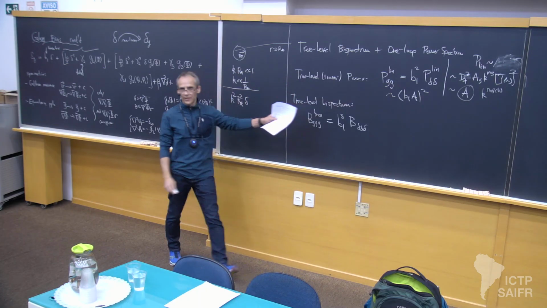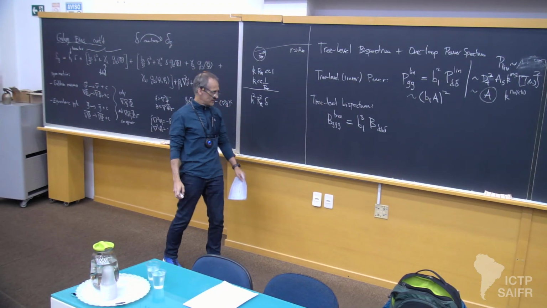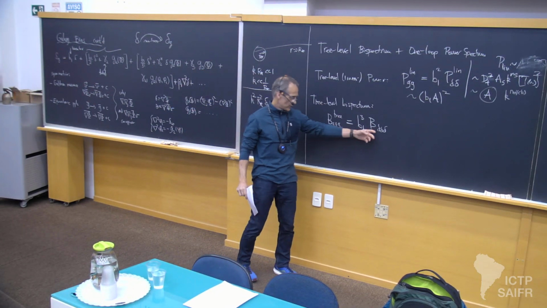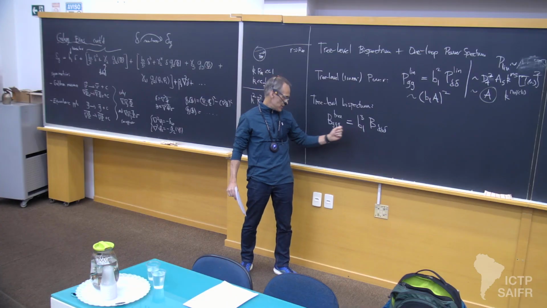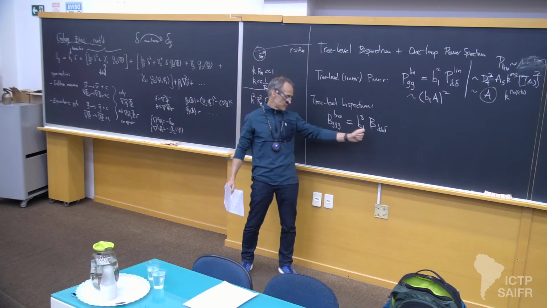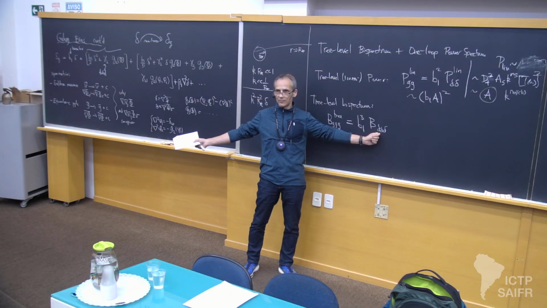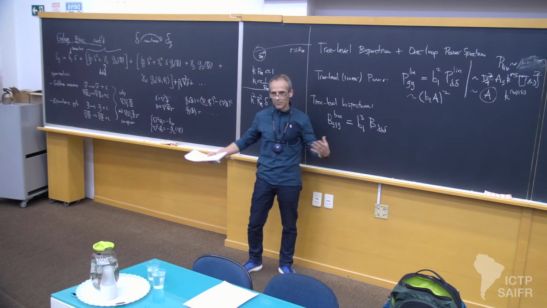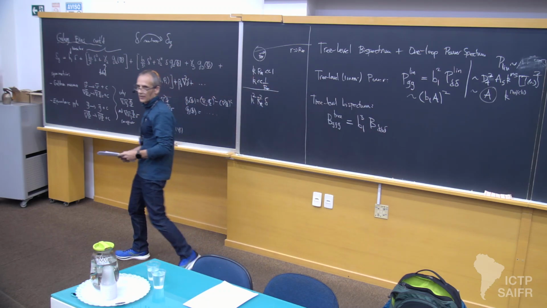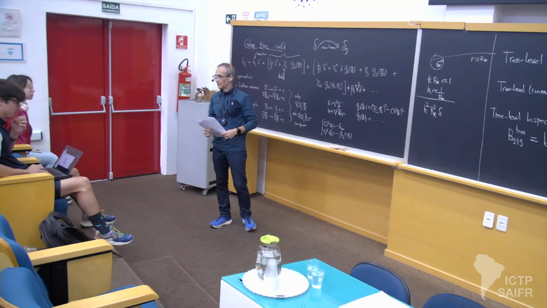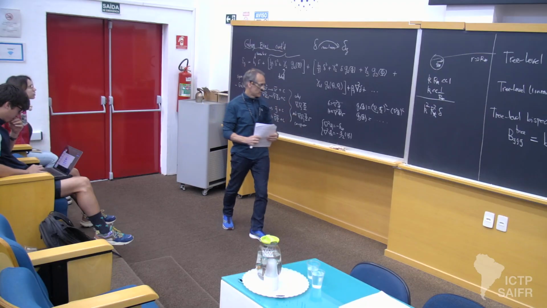Okay, I'm not putting the arguments, k1, k2, and k3. So if all there was was linear bias, the non-Gaussianity we see in galaxies would be exactly the same non-Gaussianity we would see in matter, amplified by this b1 cubed. Okay? Is that clear? So that part is straightforward.